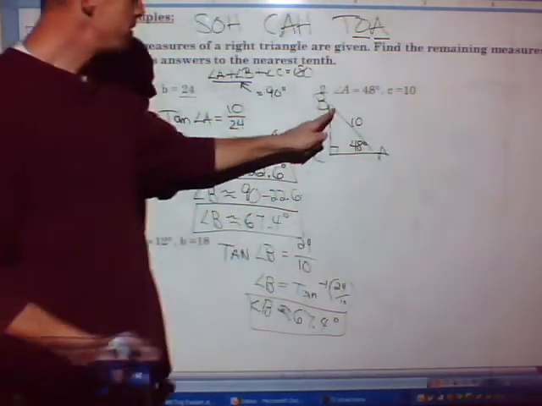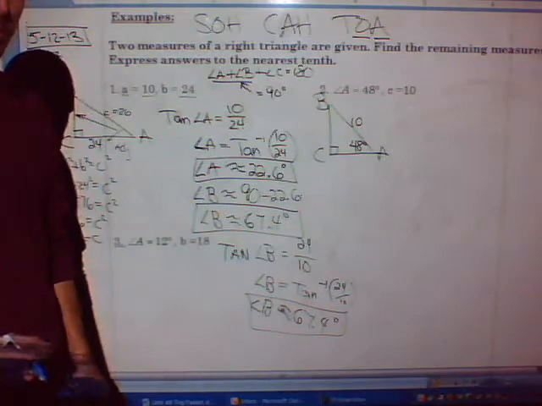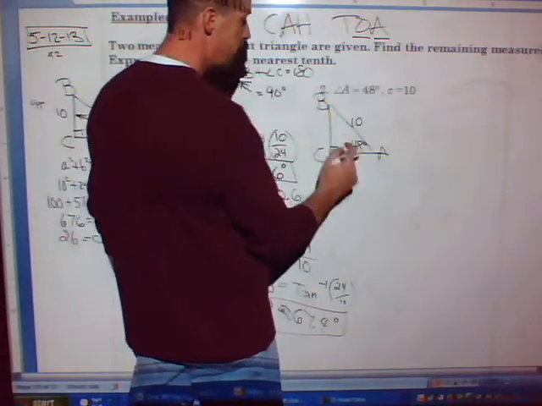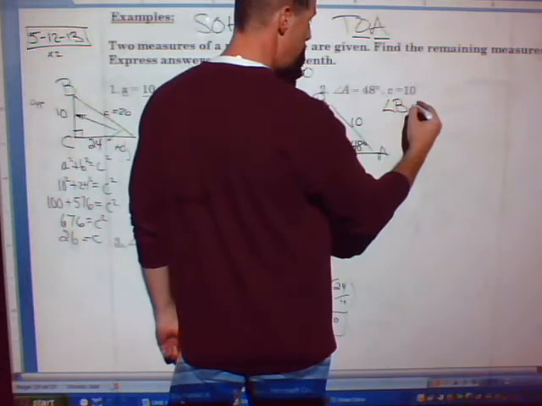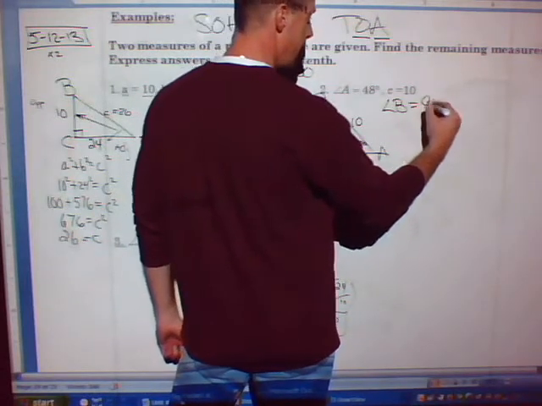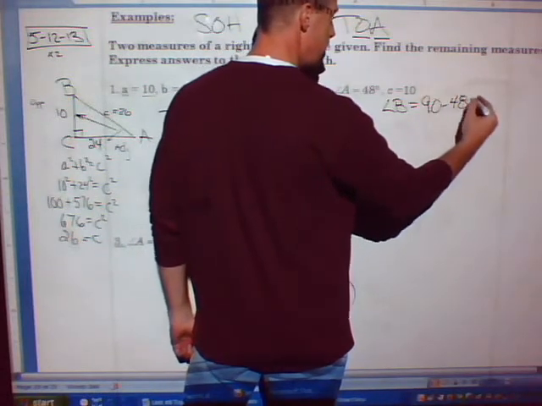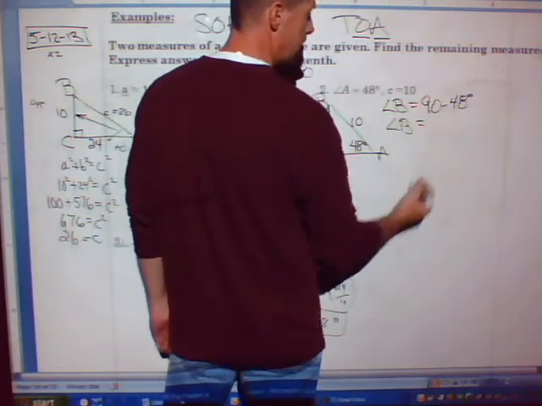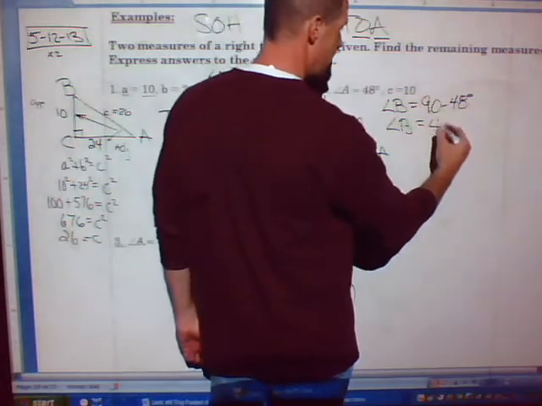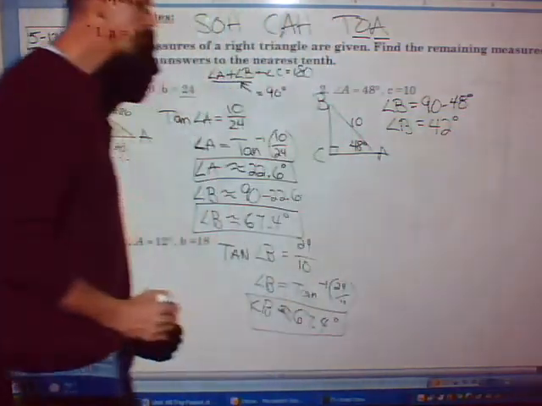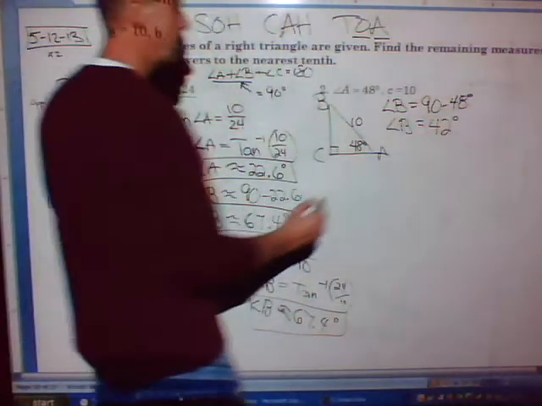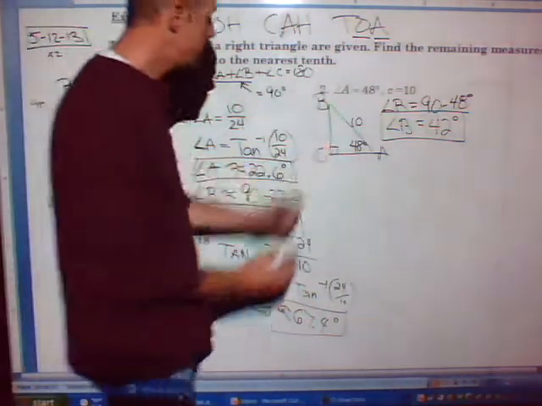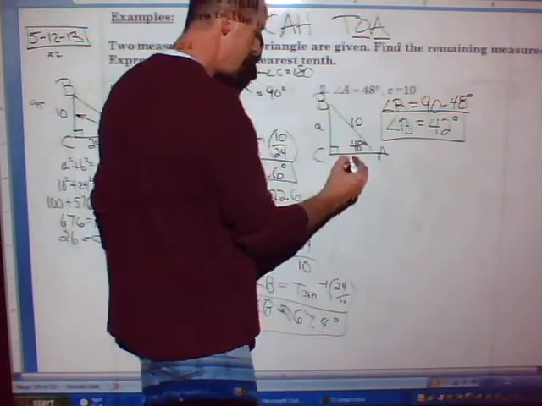Well, since we're only missing 1 angle and we know they add up to 180, we can find that one very quickly. These two have to add up to 90. So angle B equals 90 minus 48 degrees. So angle B equals, let's get that right this time, that's 42 degrees. Okay? So angle B is 42 degrees. So now we want to find side A and side B.